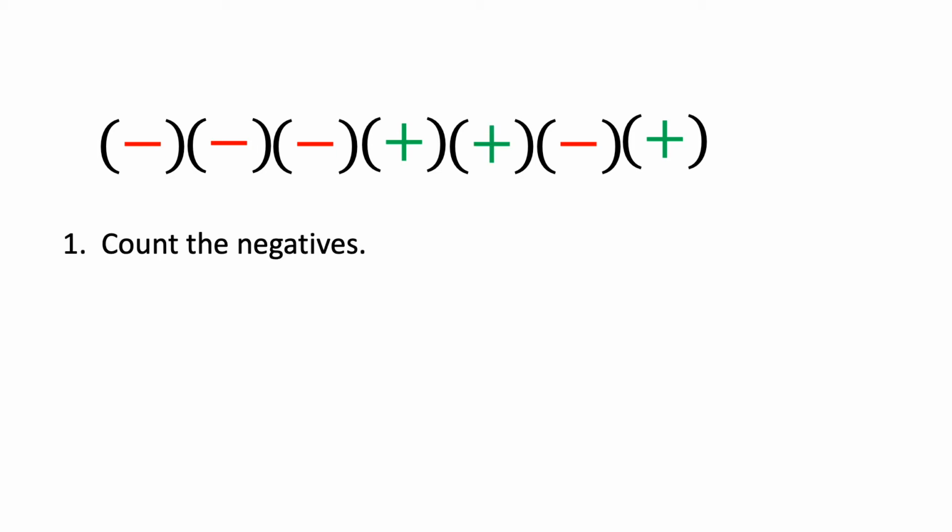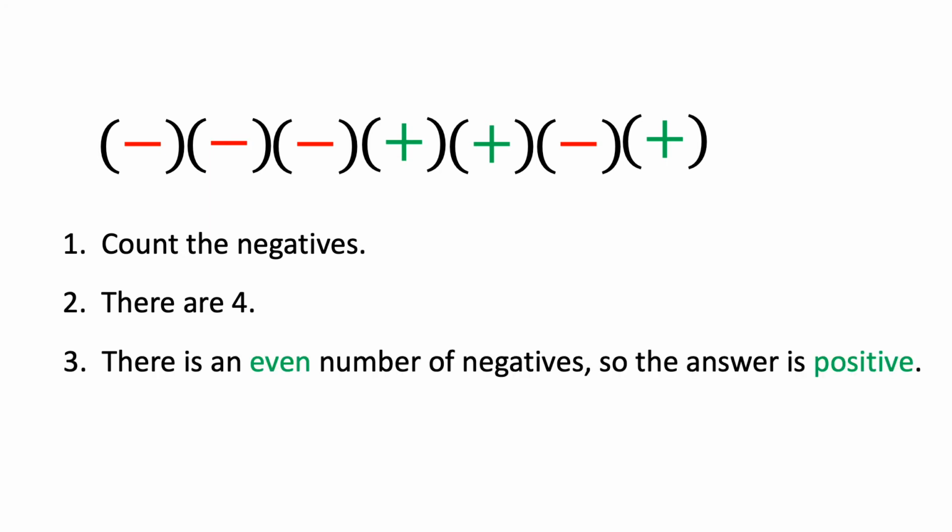In this example, if we count the negatives, we see there are 4 negatives. Because 2 will combine to make positives, when there is an even number of negatives, the answer is positive.